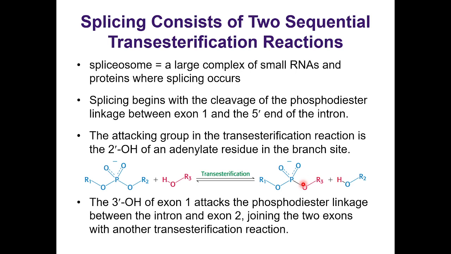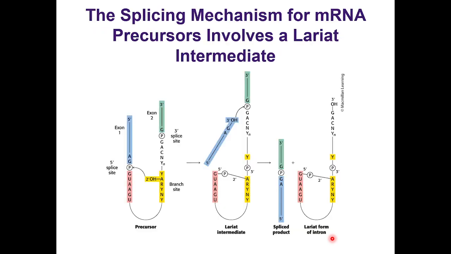Okay? Now, the 3' OH of the exon 1 is going to attack the phosphodiester linkage between the intron and exon 2. This will join the 2 exons with another trans-esterification reaction. So right here we have our precursor. Here we have our exon 1, exon 2. This is our 5' splicing site. This is our 3' splicing site. Notice we've expressed the phosphodiester linkage. See that? We've put the P in little circles so we can see it.